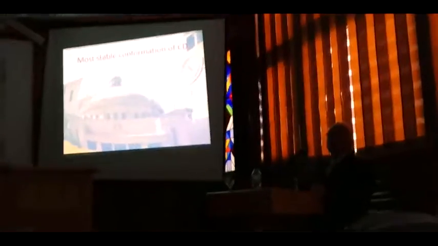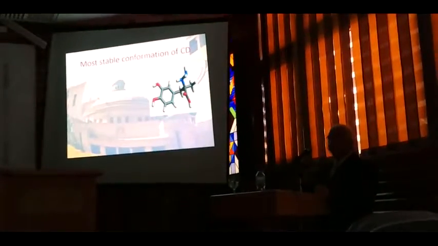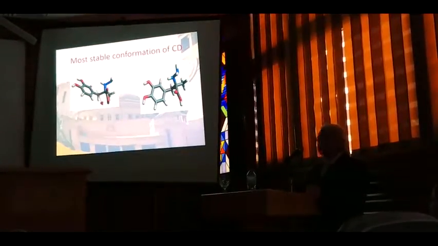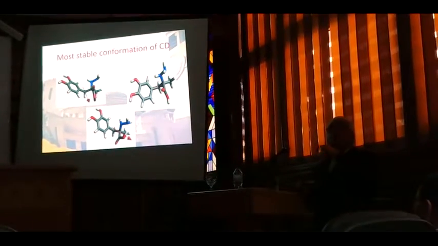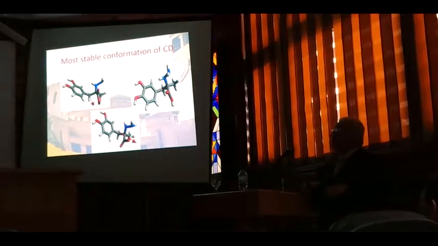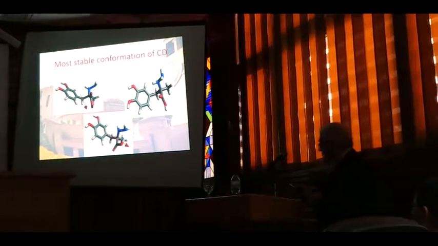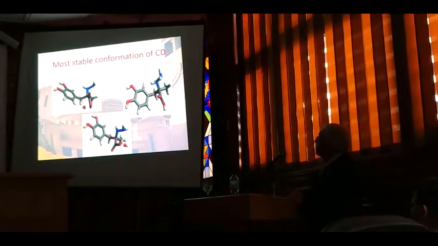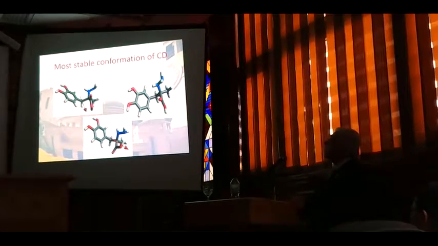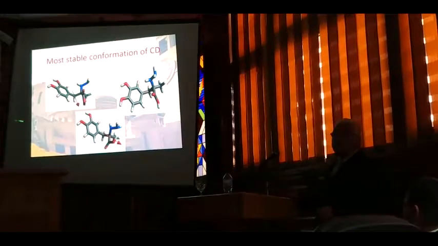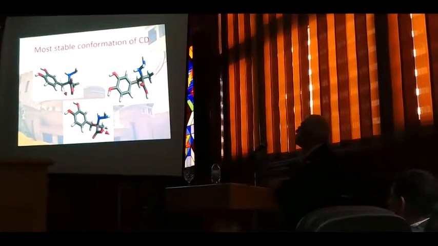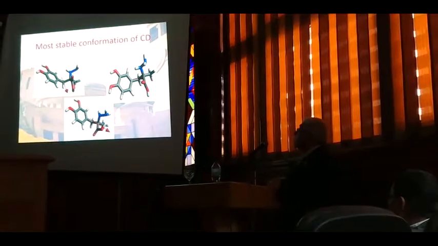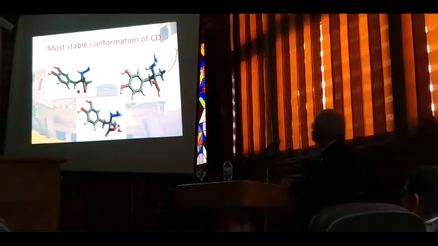Now, what about carbidopa? The carbidopa situation is completely different. The potential energy surface is complex and rough. Actually, it is flat with many local minima near to each other. We can locate these three structures within a 3 kilocalorie per mole energy difference between them. So we couldn't decide which one is the global minimum structure to start with.